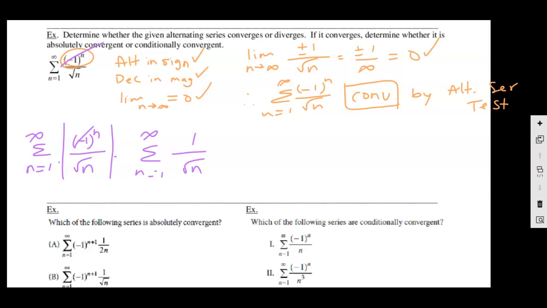And that right there, that's a P series, where the P is equal to 1/2. 1/2 is less than 1. And remember, that's the opposite of geometric. For geometric, less than 1 is converged. Therefore, for the P series, that means my new series, the absolute value, diverges by the P series test. So the original worked, right? The original thing was finite.